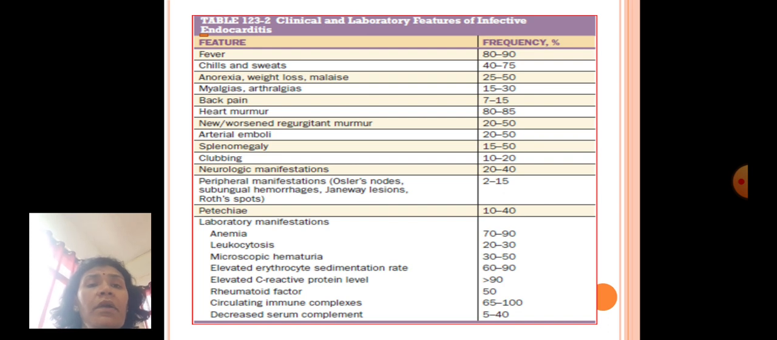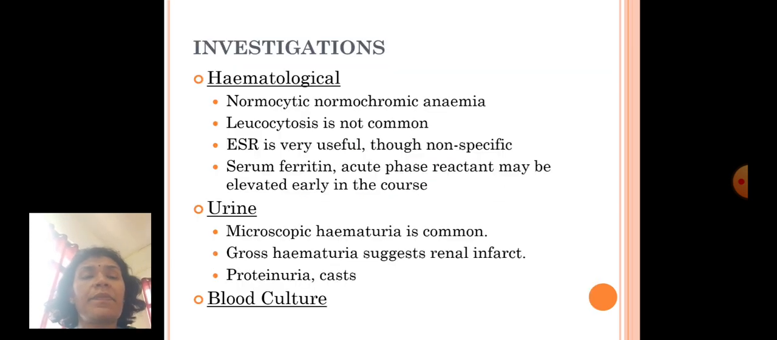Coming to laboratory manifestations, there is anemia in 70 to 90% of patients. There can be leukocytosis also. Microscopic hematuria can be seen in around 50% of patients. The ESR will typically be raised in most patients, around 60 to 90%. And CRP is almost always raised. Rheumatoid factor can be positive in 50% of patients. Circulating immune complexes are also seen in a large number of patients, 65 to even 100%. And decreased serum complement level can be seen in 5 to 40% of patients.